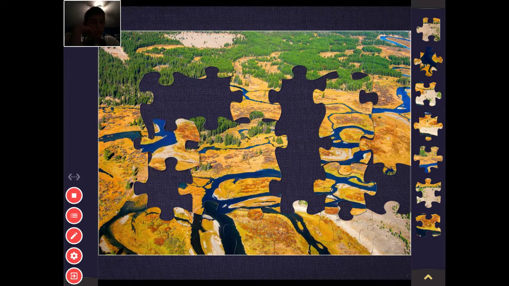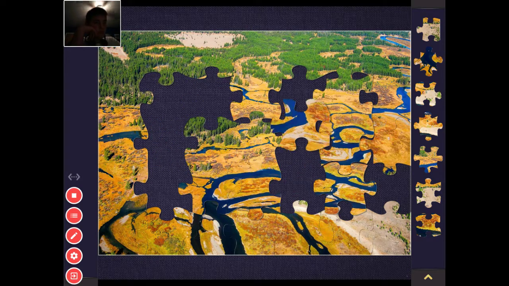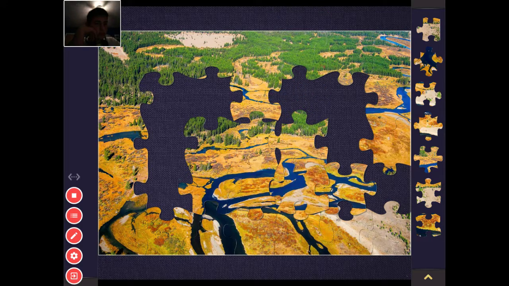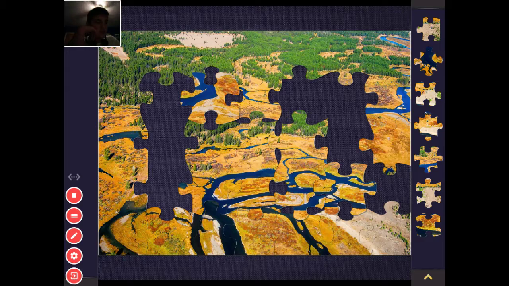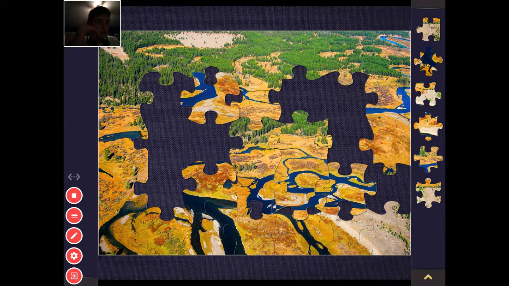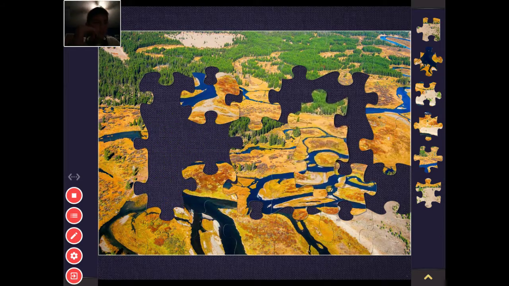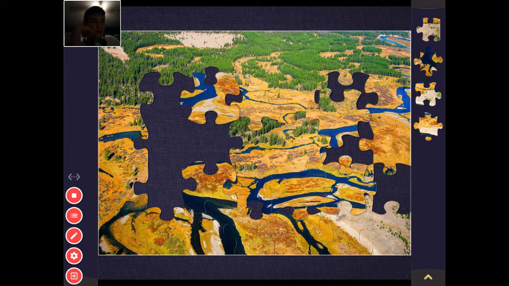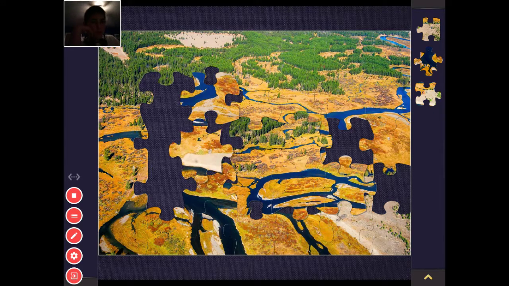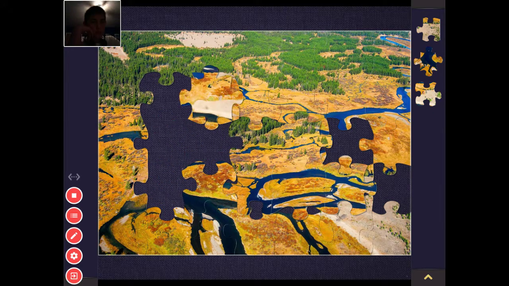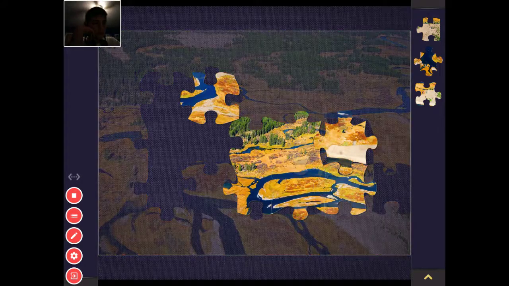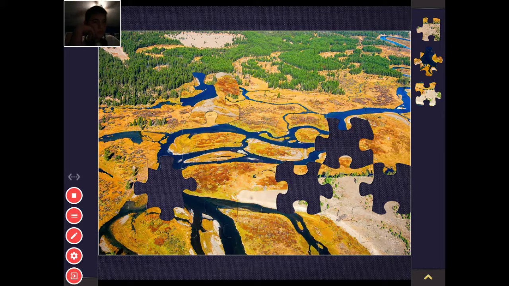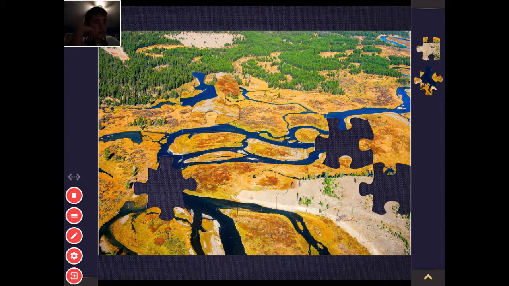Where can this one go? Yep. No idea. I'm just connecting them somehow. I have no idea what I'm doing right now. Okay. And this took longer than I expected.